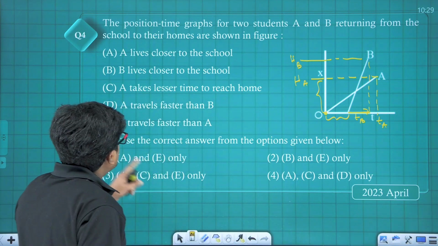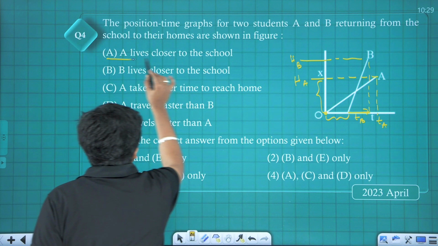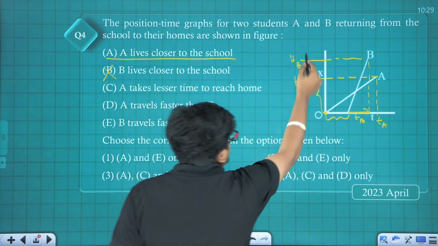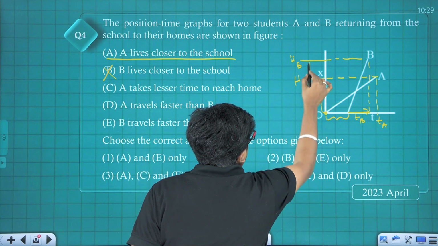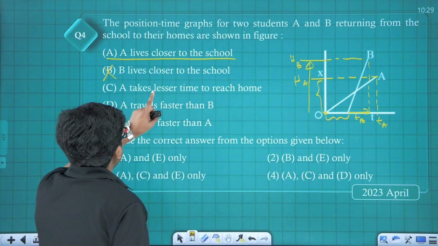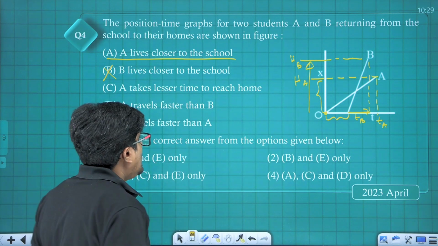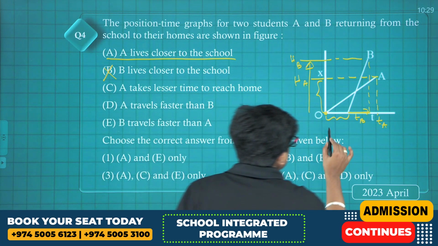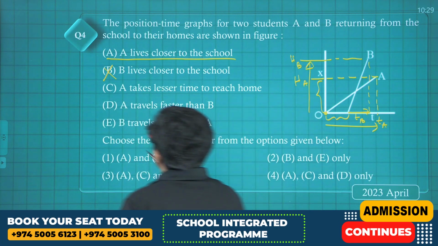So A lives closer to the school. This statement is correct. And B lives closer to the school. This statement is wrong, because this is the distance towards home of B. So that statement is wrong. Now option C says A takes lesser time. Here this is the time taken by A. So that statement is again wrong.